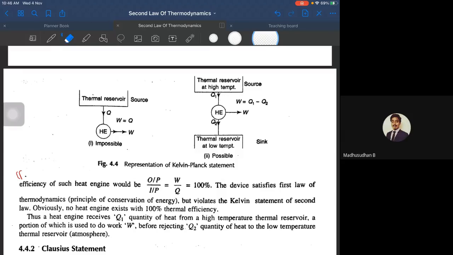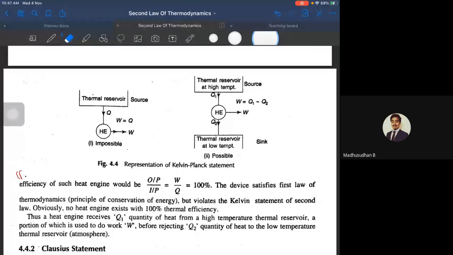Just a minute, Nilesh. Yes or no? This particular device satisfies the first law of thermodynamics, but it turns down the second law of thermodynamics. Keep this in mind. Such a machine, which satisfies the first law and turns down the second law, is known as a perpetual motion machine of the second kind. Hope that is clear. Let us see.